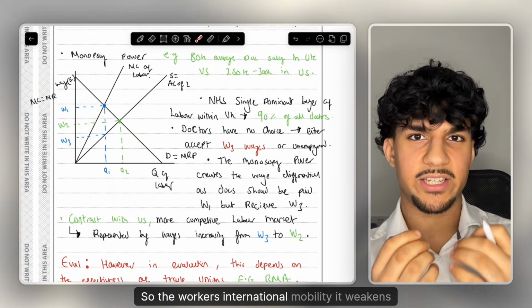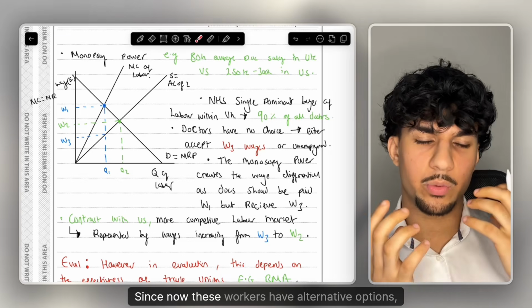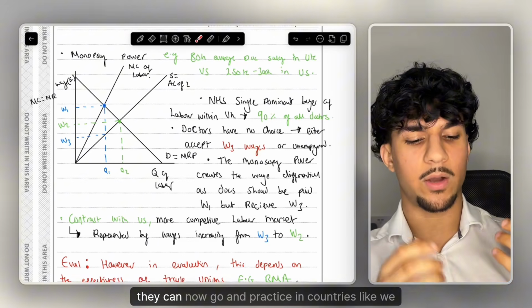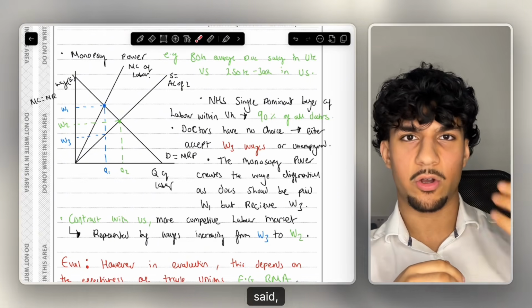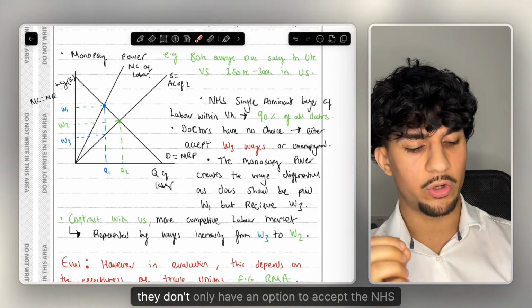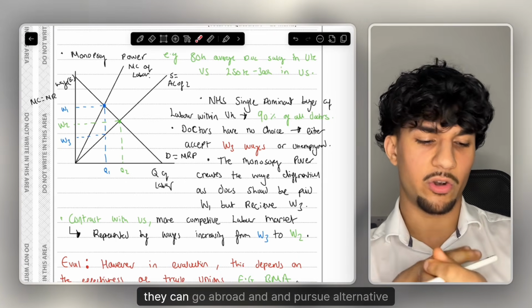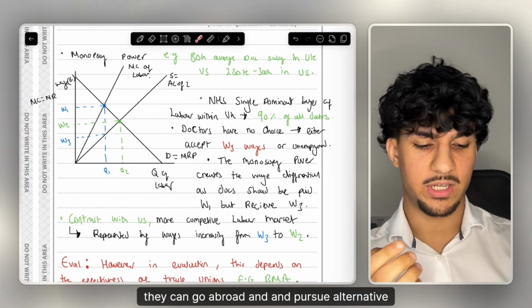So the workers' international mobility weakens the NHS's monopoly power. Why? Since now these workers have alternative options. They can now go and practice in countries like we said, Australia, Qatar, where they have higher wages. So it means that they're not just constrained. They don't only have an option to accept the NHS low wages or go unemployed. They can go abroad and pursue alternative opportunities.